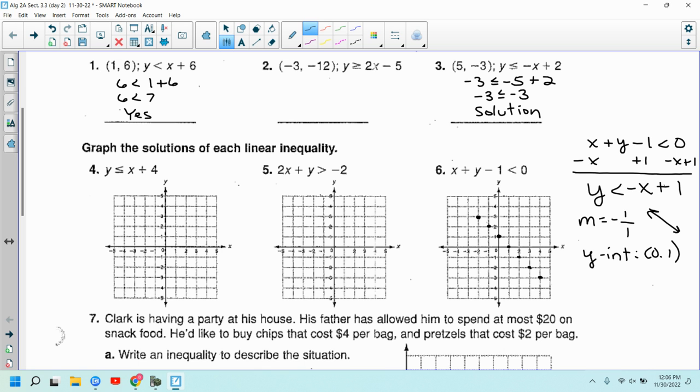John, do you remember solid or dash line? It's a dash. What makes a dash? If it's just less than or greater. Good. There's no equal to part, so that would be correct.